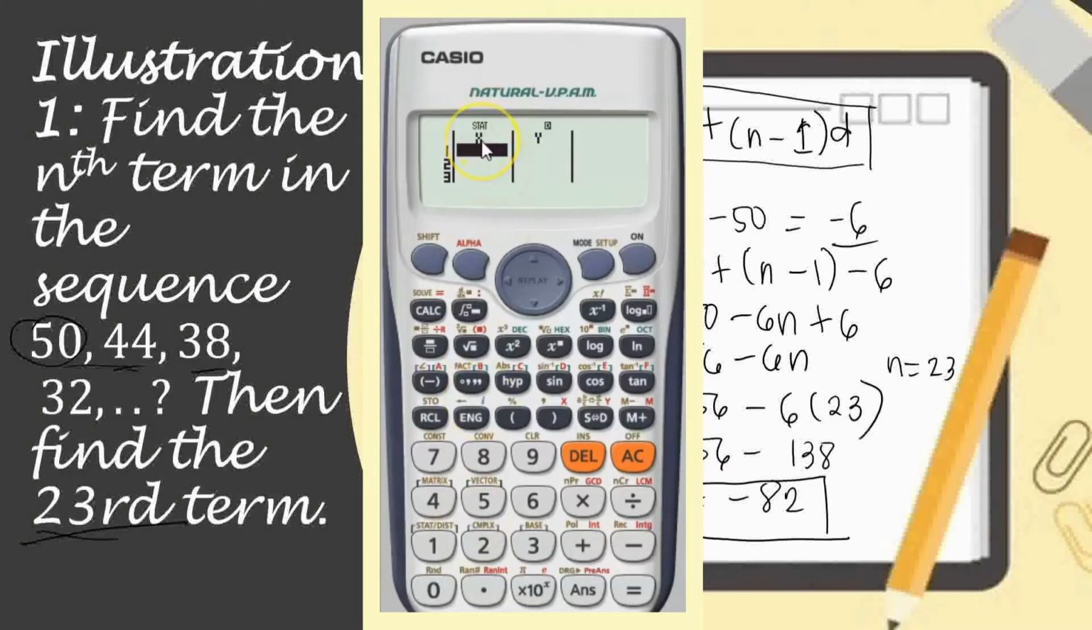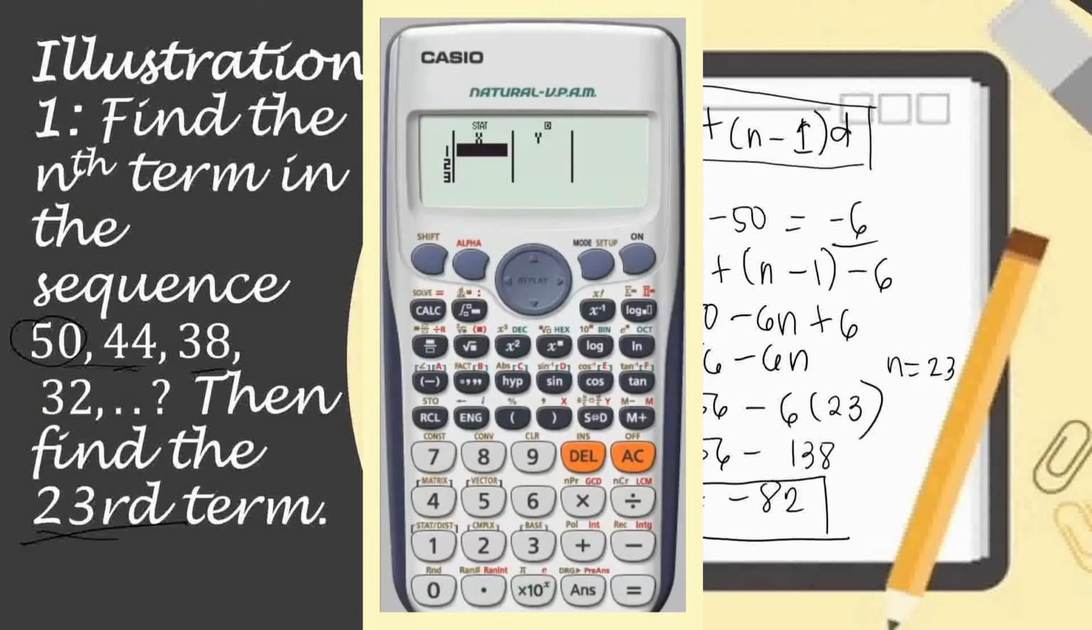Yung x, dito natin ilalagay kung pang-ilang term ba. And then yung y, yung corresponding value ng every term. So, for our example number 1, find the nth term in the sequence 50, 44, 38, 32, and so on, and then find the 23rd term. Yung manual solution natin, nakuha na natin yung nth rule, yung rule for the nth term. And then yung second question is yung finding the 23rd term.